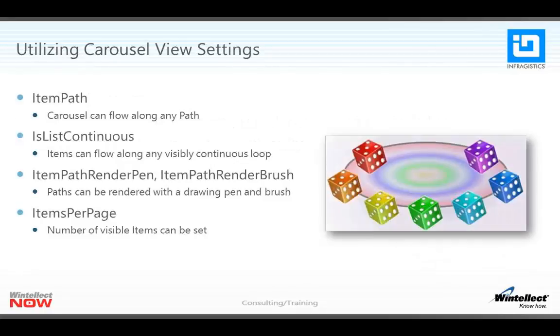Carousel view settings allow for customization of the carousel within all three controls. Some of the view settings properties are item path, which is the path the carousel flows along. As a result, a carousel can flow along any path shape. The isList continuous property allows items to flow along a visibly continuous loop. Item path render pen and item path render brush allow a path to be rendered with a specific drawing pen and brush. Items per page provides the means for setting the number of visible items on the path.